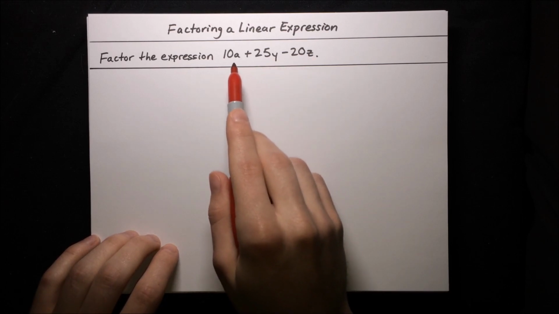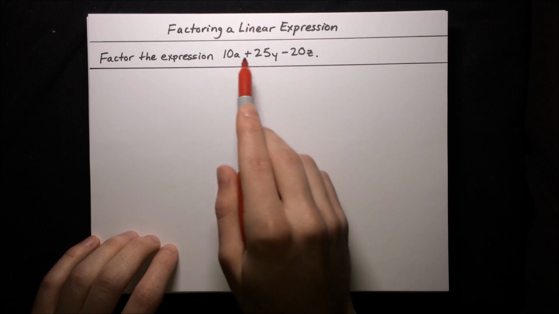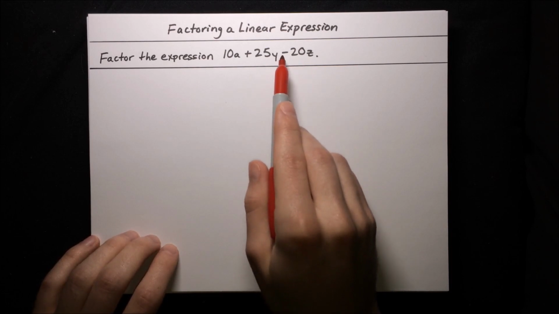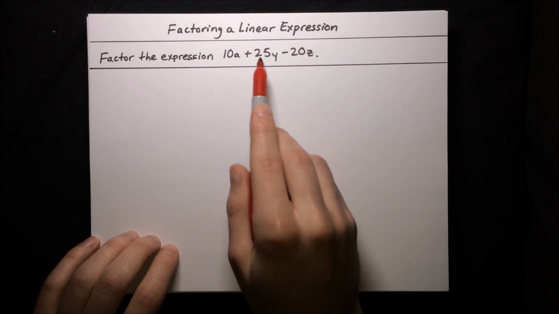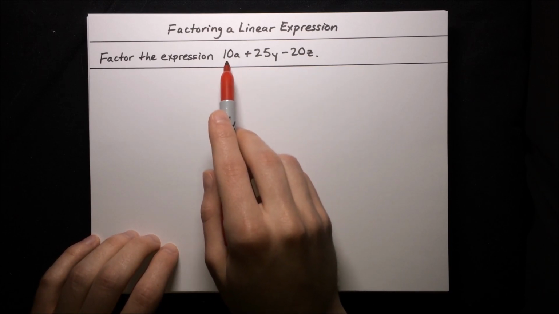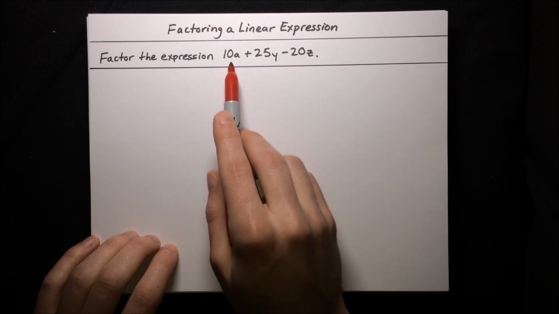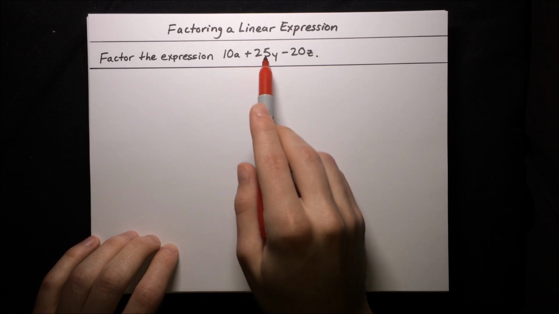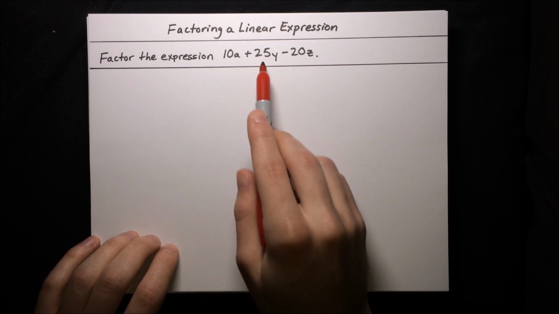Well, you'll notice that none of the variables match up, so we don't have to worry about the variables at all, just the coefficients here, 10, 25, and negative 20. And to make life easier for us, let's forget about the negative also. Let's just think about just the plain old digits here, 10, 25, 20. So what is the greatest common divisor of 10, 25, and 20? Well, you'll notice that they're all multiples of 5. And so 10 divided by 5 would be 2, 25 divided by 5 would be 5, 20 divided by 5 would be 4, so 2, 5, and 4.